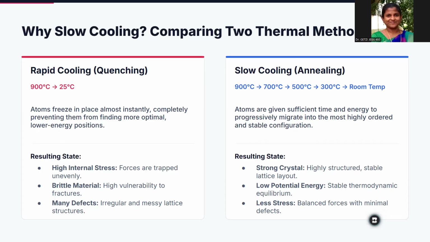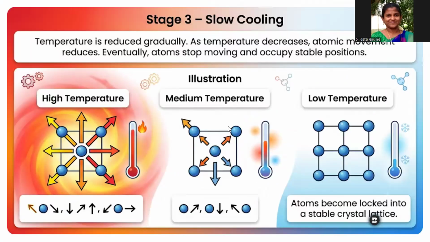When the cooling process is happening, they keep on searching for a better position until they settle down in a highly stable crystal structure, right? So this is called slow cooling. Slow cooling is always recommended, because from the high temperature it comes to the medium temperature, then to the low temperature, where the atoms are locked into a stable crystal-like structure, right? So slow cooling is one of the most recommended processes for annealing.